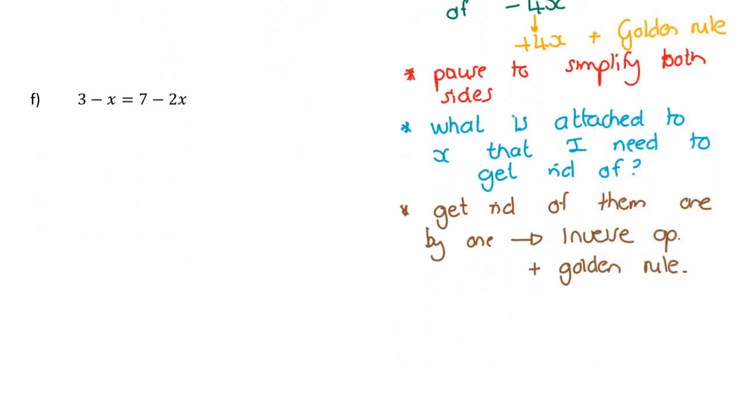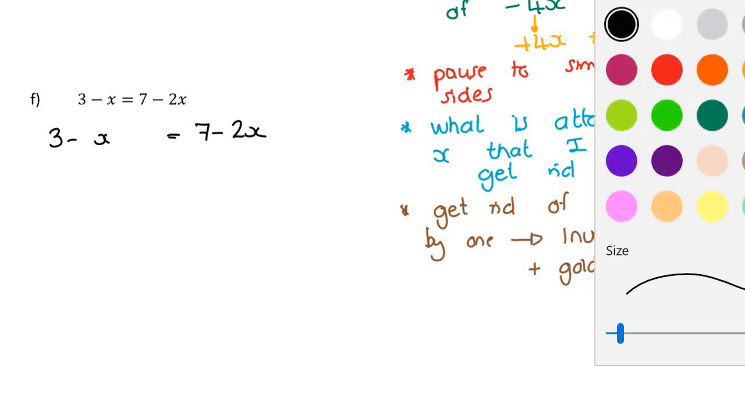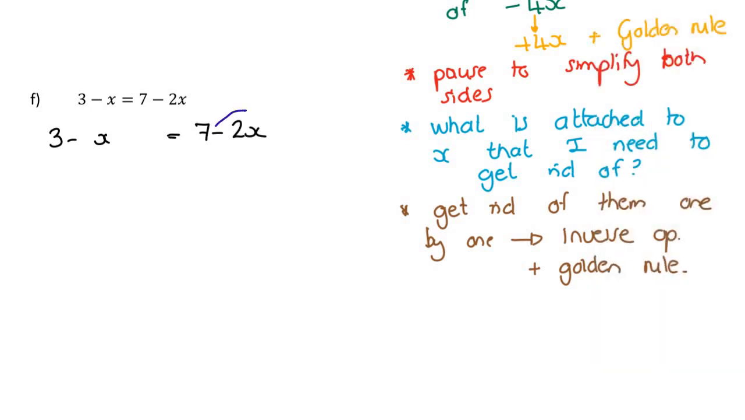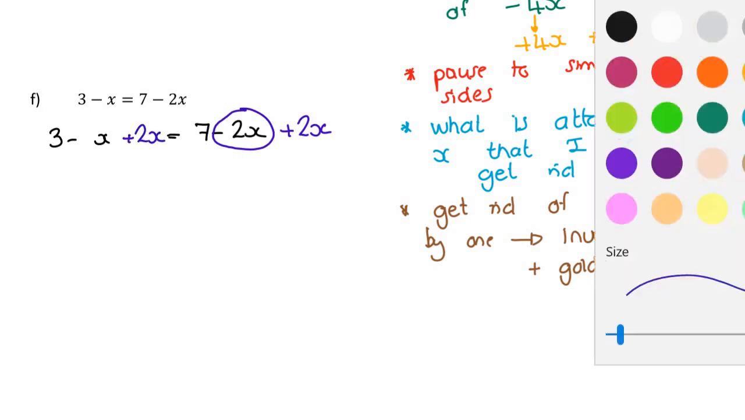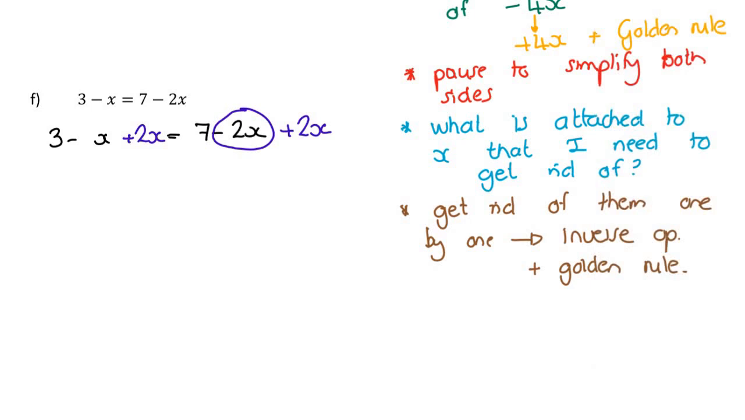Last example of x's on both sides. This is that type because I have x's on both sides of the equation. So I identify which x's I don't want there, and I don't want minus 2x over here because I want letters to the left. So I'm going to add 2x on this side, but the golden rule says I need to add 2x on that side. Now I pause. My step was to pause and add like terms. So it's 3, and minus x plus 2x is plus x. Minus 2x plus 2x disappears and I get 7.